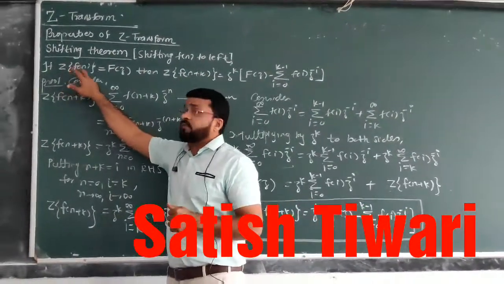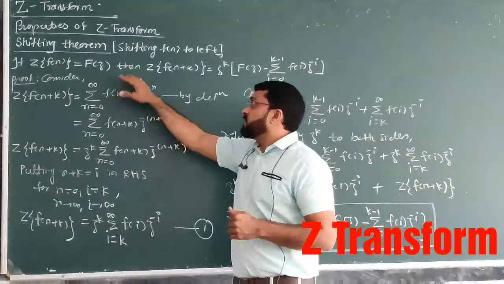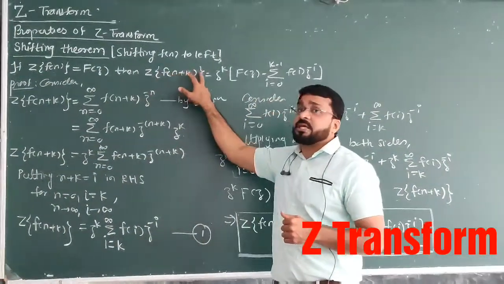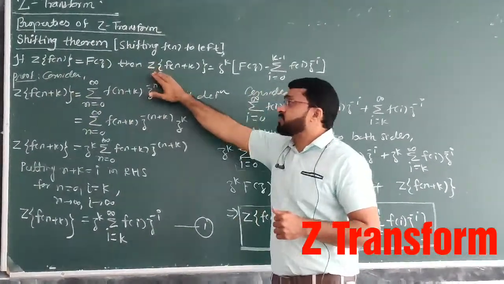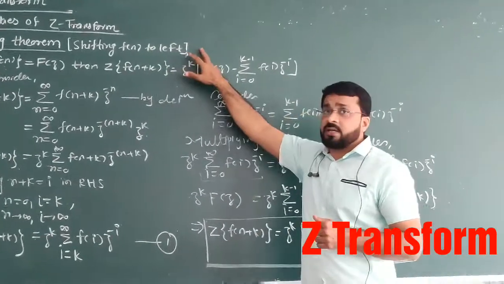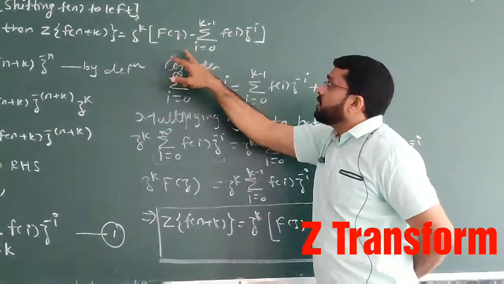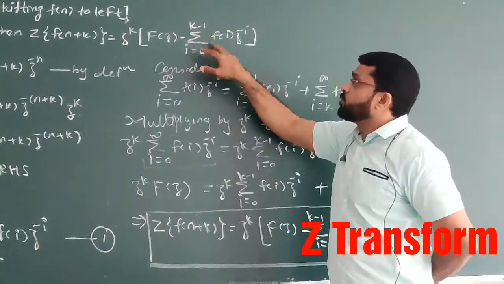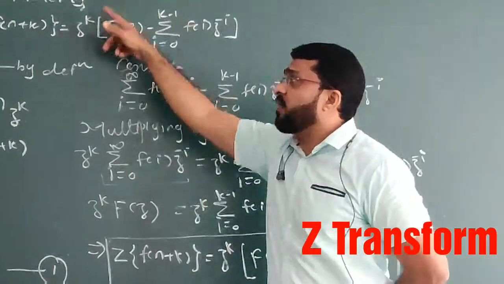If Z transformation of f of n is equal to F of z, then the Z transformation of f of n plus k — हमको f of n का Z transform दिया हुआ है, अब हम निकाल रहे हैं Z transform f of n plus k, and that will be given by z to the power k, then in a bracket it is F of z minus summation i ranging from 0 to k minus 1 f of i z to the power minus i. This quantity we have to prove.